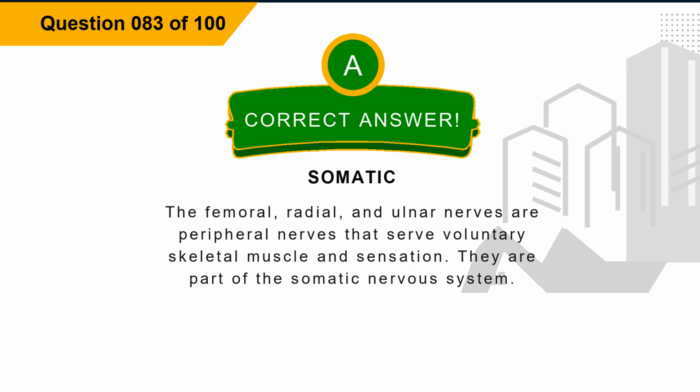The correct answer is option A, somatic. Explanation: the femoral, radial, and ulnar nerves are peripheral nerves that serve voluntary skeletal muscle and sensation. They are part of the somatic nervous system.